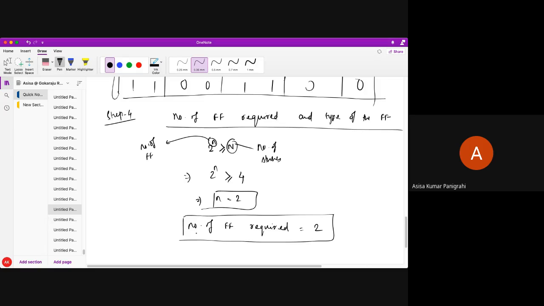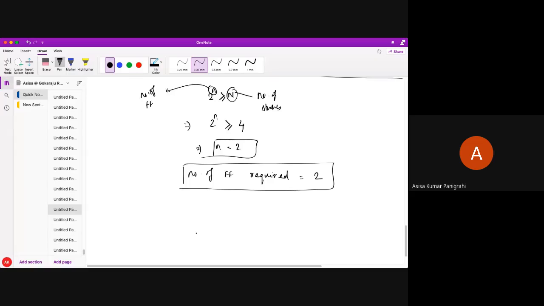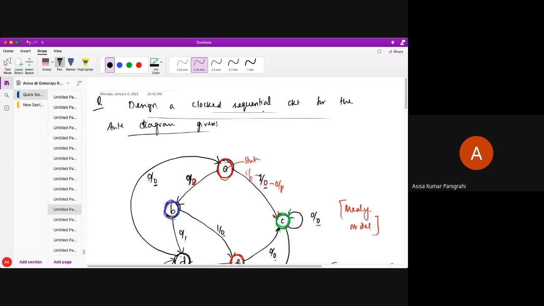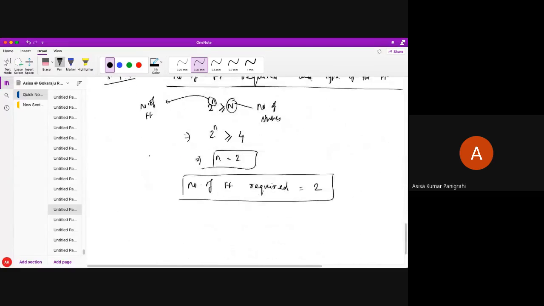Now which type of flip-flop can we take? Your wish. If it is not given in the question which type of flip-flop to use to design this clocked sequential circuit, you can take any. It's easy to take the D flip-flop. Let's say I'm taking the D flip-flop.